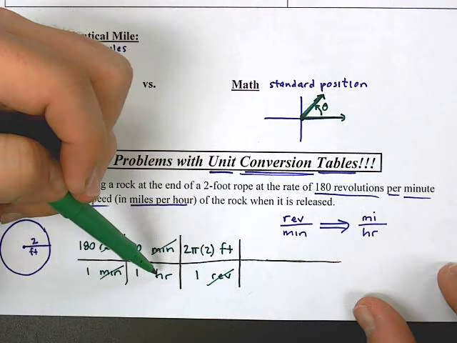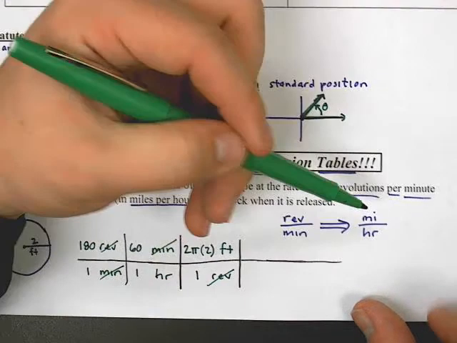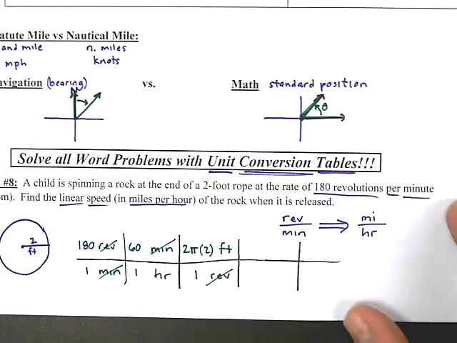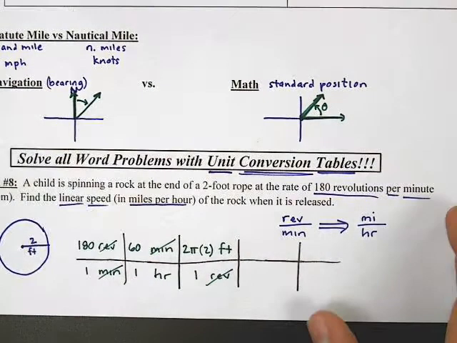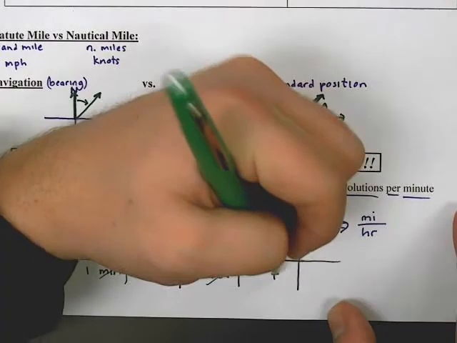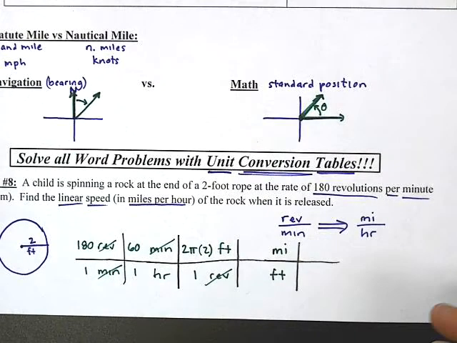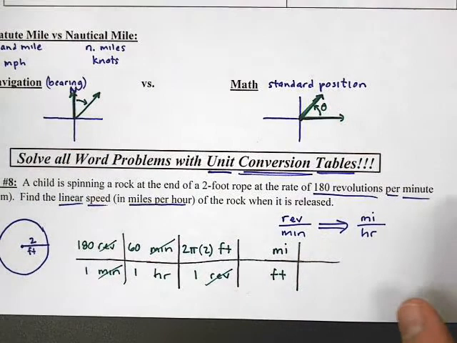What's the problem? I don't want feet per hour. I want miles per hour. So I need to do one more conversion. I need to say that I'm going to cancel out feet, and I'm turning it into miles, and I know this conversion. Hopefully we remember this. If not, remember it now.